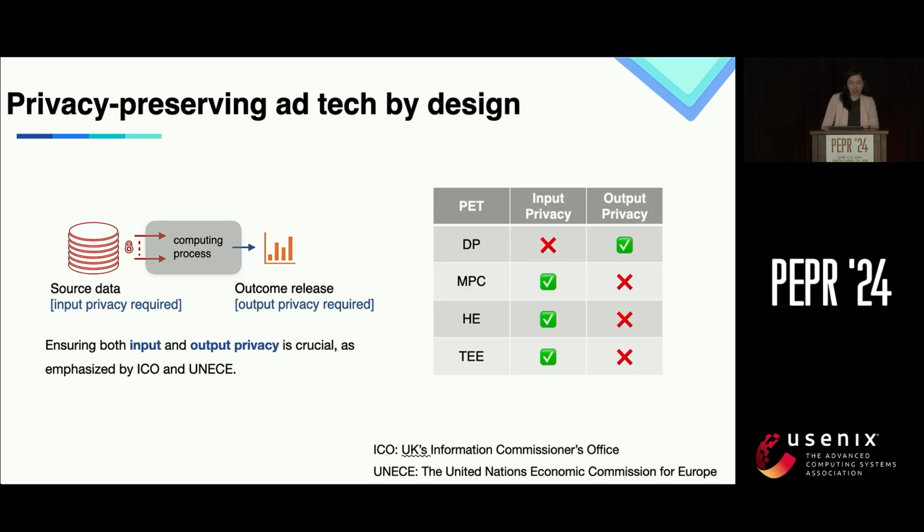And by employing PETs, ad tech could have a chance to demonstrate privacy by design. And also, input privacy and output privacy is both important in this case. So input privacy is to protect the source data, and the output privacy is to protect the release of the outcomes. In this case, it is the ad measurement results.